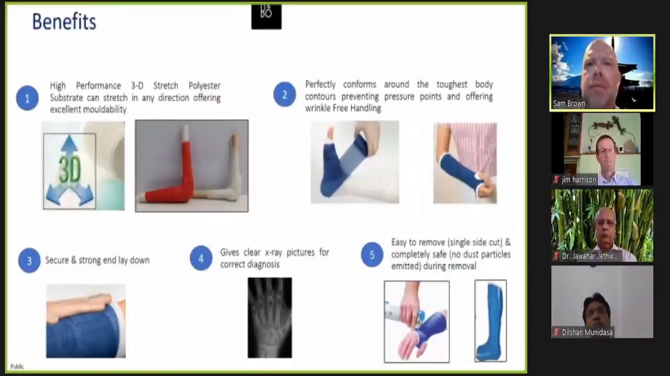So in the first visual, what you can see is the polyester has a 3D stretch. You can mold it and shape it in ways that you can't do with fiberglass. You can see on the red cast on slide number 1, that's with polyester. And look at the white on the posterior aspect of the humerus, I think that is. You can see the gapping, and that's with fiberglass.